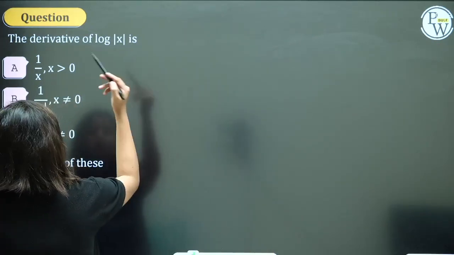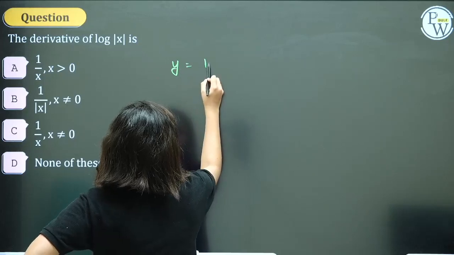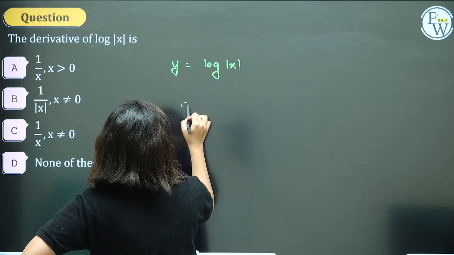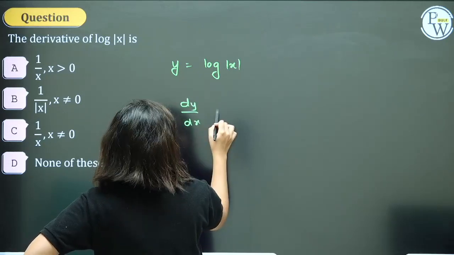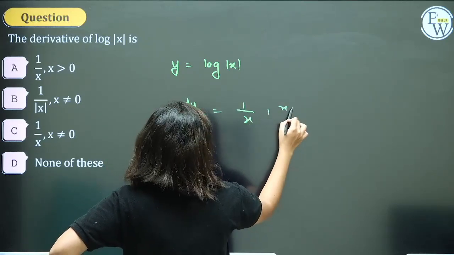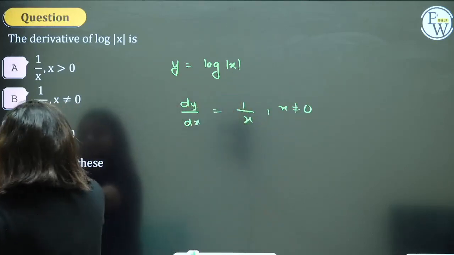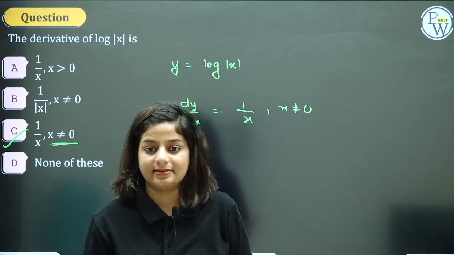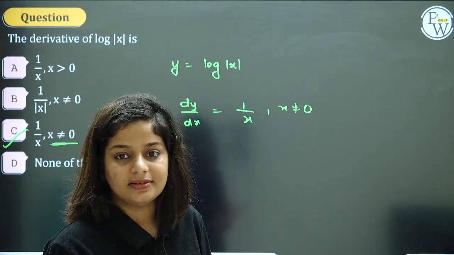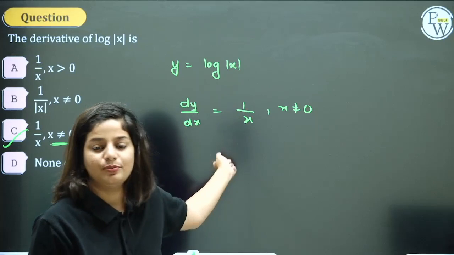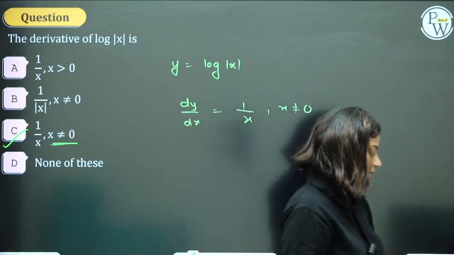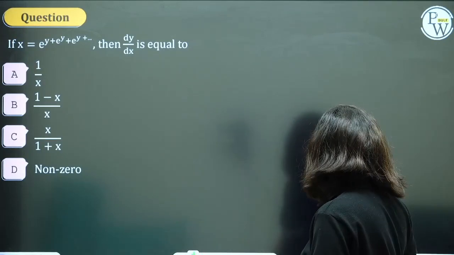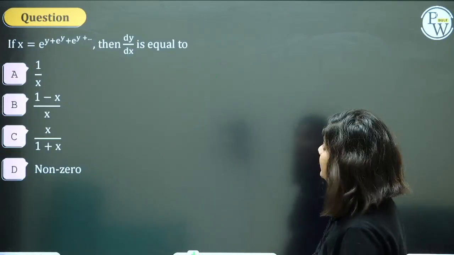The derivative of log of mod x will be what? Guys, it goes very simple. They have not mentioned any range. So if you differentiate, dy by dx is 1 by x and x not equal to 0. Why? Because log of a negative number doesn't exist. Log of minus 3 doesn't exist. So how can you take negative? It has to be positive only. The mod doesn't make sense. It's the definition. Answer was C to the previous question.